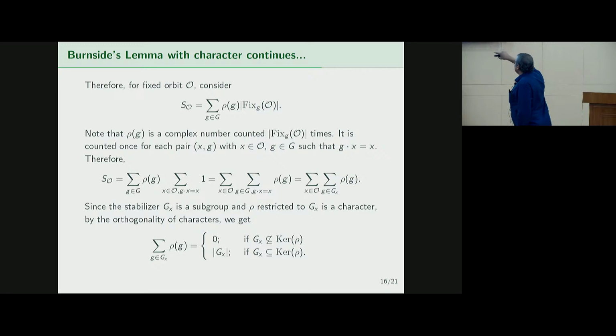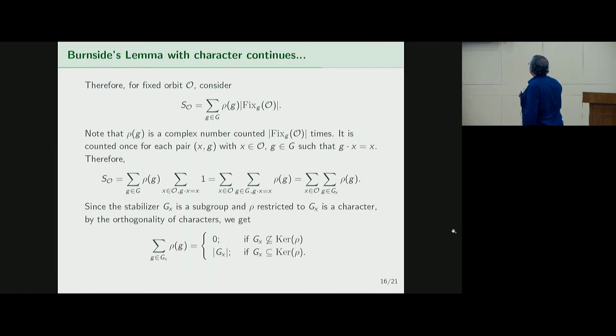This sum is nothing but 0 if rho is non-trivial on Gx. Non-trivial means Gx is not inside the kernel. When rho is trivial, Gx is completely inside the kernel. So this is the orthogonality of characters. Now I plug it in.